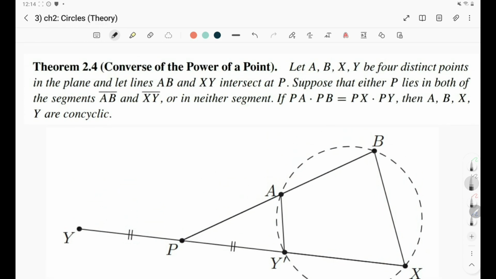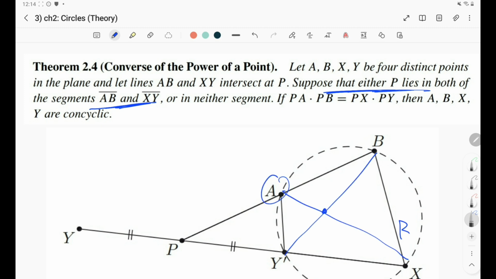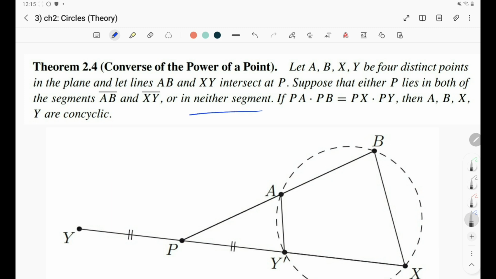However, you might notice something here. Why exactly did Evan say that we need to suppose either P lies in both segments AB and XY? That means if it lies inside them, something like this. If this was A and this was B, maybe this was X and this was Y, so it's inside the segment. Or if it's outside neither segment, so it's outside both of them, like this case, it's outside AB and outside XY prime here. Why exactly did he say that?